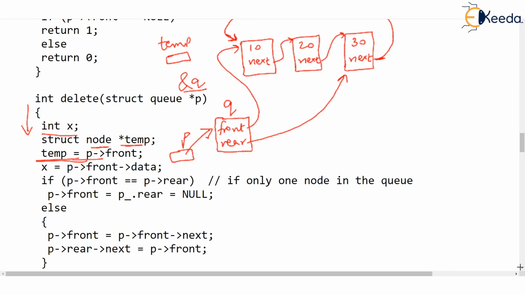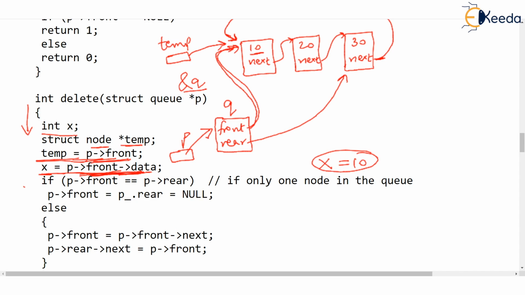Temp should point wherever front points. And as you all know, p arrow front is pointing at 10. So temp will also point at 10. This is a temporary pointer we have kept here so that it will be very easy to free the memory and return it back to the operating system. Next line is x should become front's data, because we want to return this data, the frontmost data that will be deleted, and p arrow front arrow data is 10. So x is 10 and finally we will return this back to main.